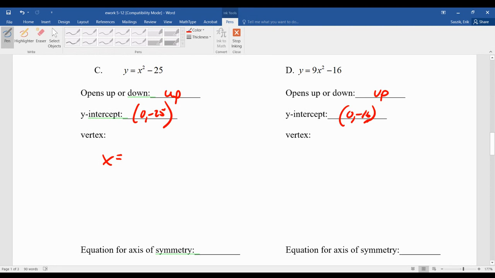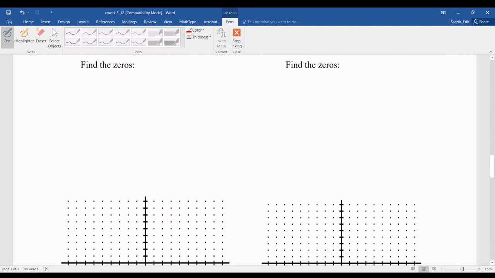That makes calculating the vertex easier. See, the b was 0, so the opposite of 0 is still 0. Over 2 times a, well, 0 over anything is just 0. And then figuring out the y is easy as well, because when you plug 0 in here, 0 squared is 0. 0 minus 25 is negative 25. Axis of symmetry, which is always x equals that. Okay? Now, finding the zeros, replace the y with 0.